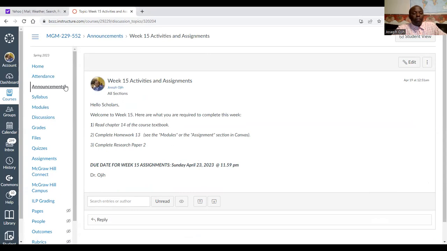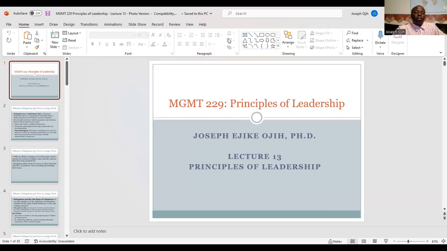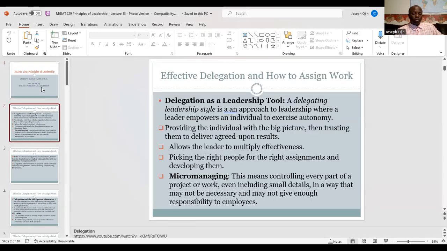Okay. Having shown you this, we can now begin. Our attention tonight will be focusing on two things: delegation and job fit. We will be looking at delegation and job fit. As you can see from the screen, it explains what delegation is and why it is important. Let me make sure that you see it. Okay, you can see this.